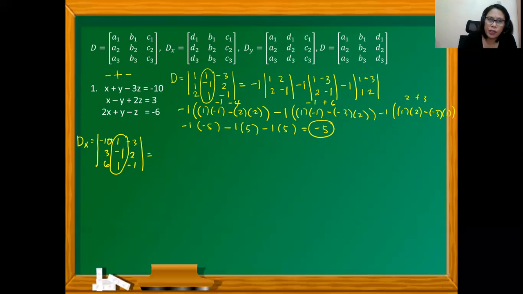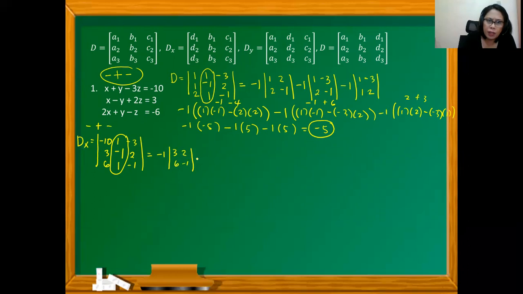Since we have made use of the second column, we will still be using this sign array, minus, plus, minus. So we'll begin with the first element. So this is minus 1. And then we'll multiply this with its minor. So we will remove this column and this row where the first element 1 belongs. So there remains 3, 2, 6, negative 1.